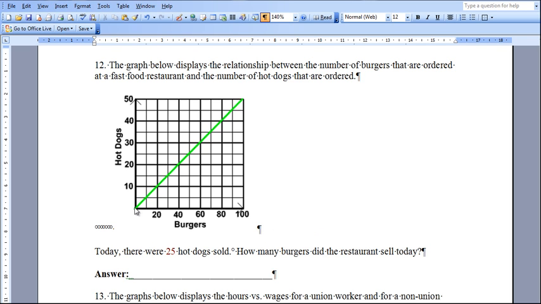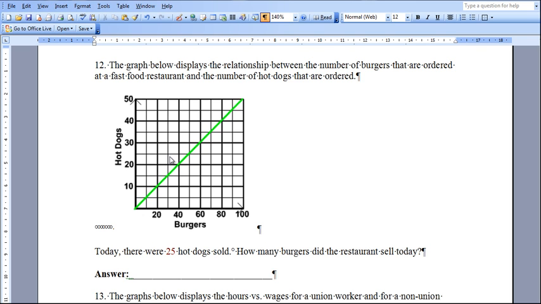So on the x-axis here we have the number of burgers, and on the y-axis we have the number of hot dogs and the relationship between them. So first we have to find 25 hot dogs on this axis. We see that 2 squares is 10, 20, 30. So 25 is between 20 and 30, which is here.